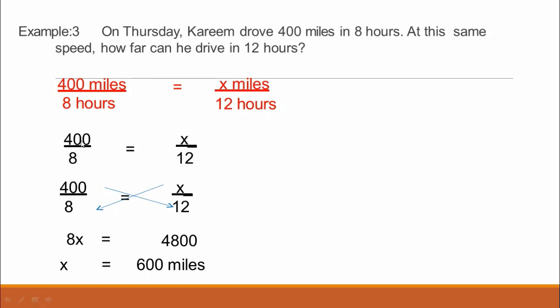Now by using cross multiplication we can write 8 multiplied by x and 400 multiplied by 12, which is 4800. Now since 8 is connected with the unknown variable, dividing both sides by 8 we obtain x is equal to 600 miles.